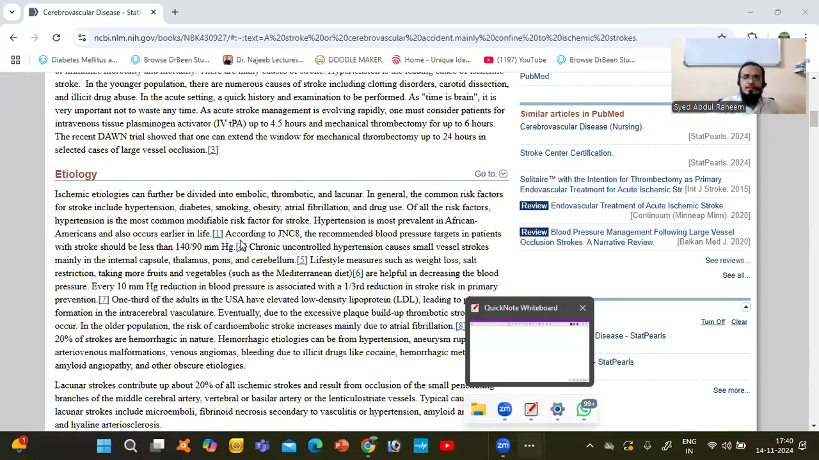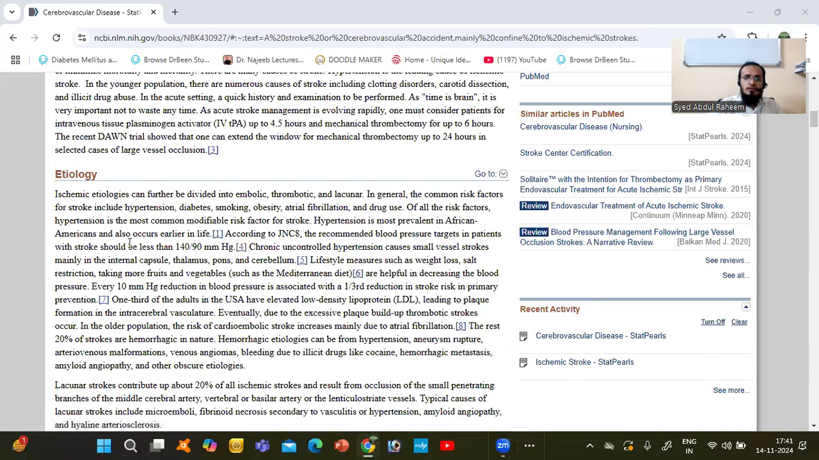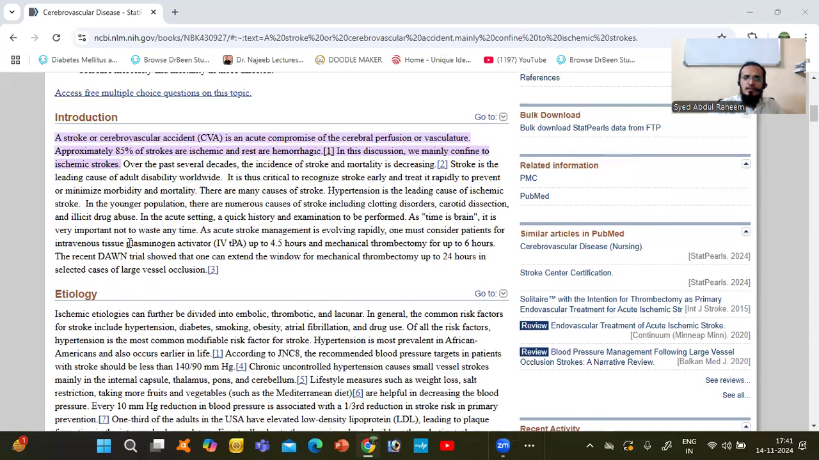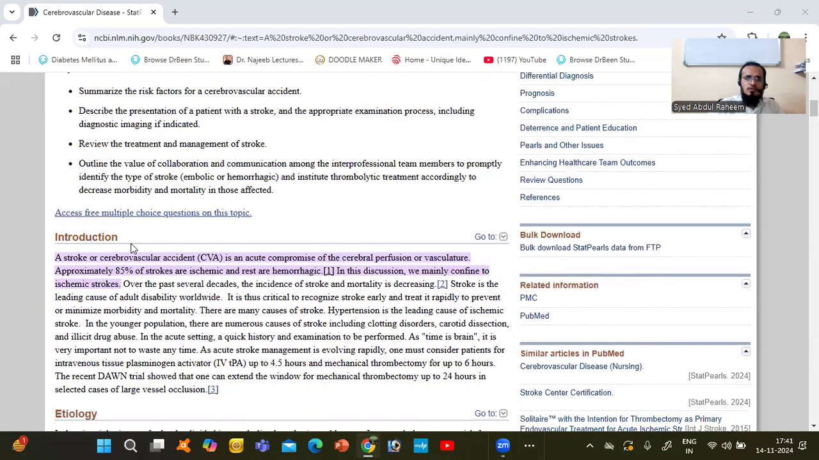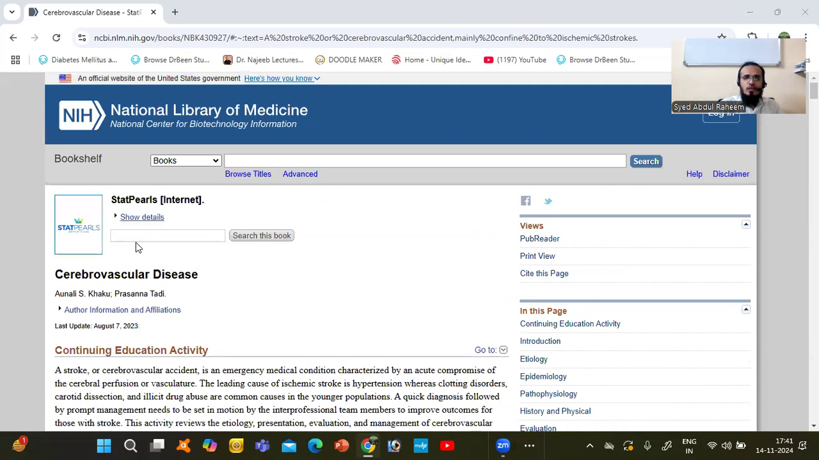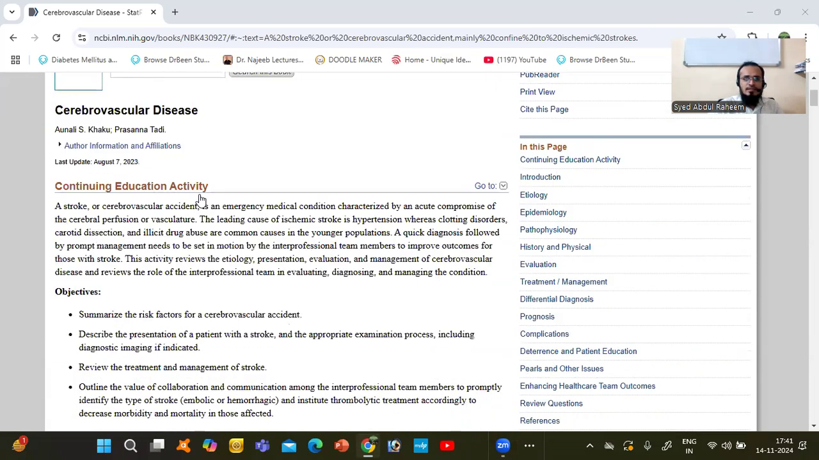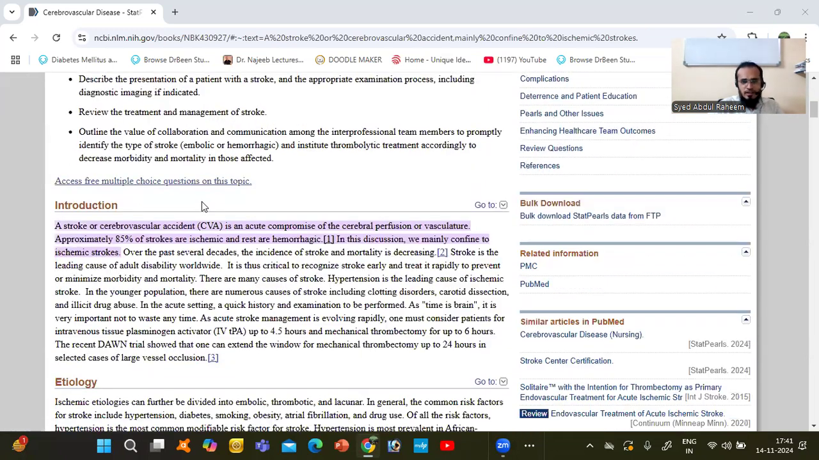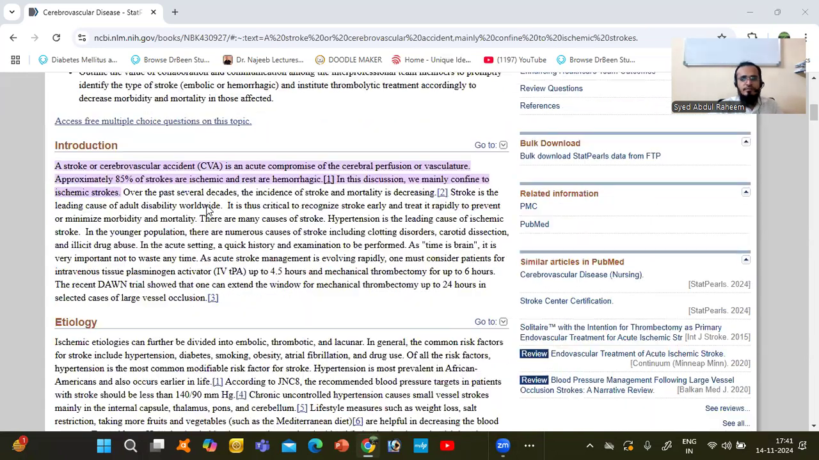So we will discuss further about cerebrovascular accident. This is a very important page you can refer to further. Okay, National Library of Medicine. Here they have given very detailed information about CVA. We will discuss from here.